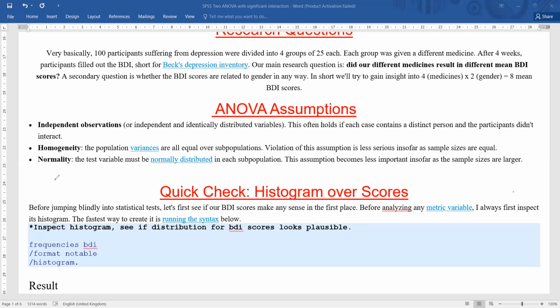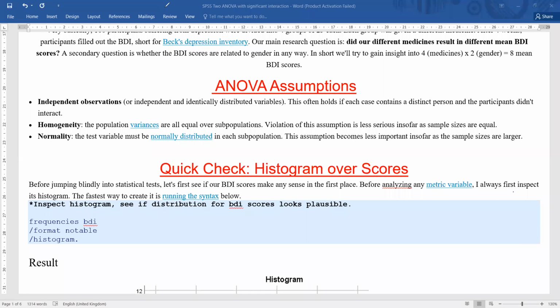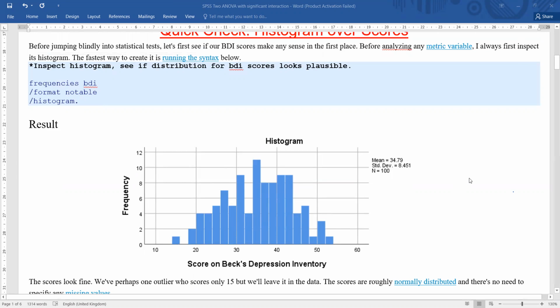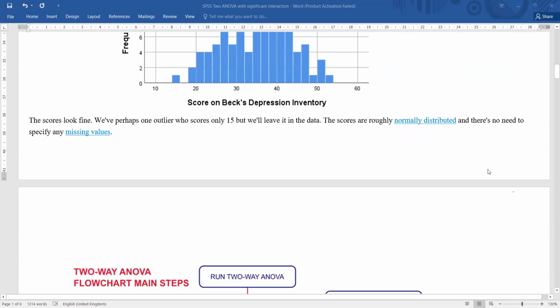The third assumption is a very important assumption. In this assumption, you have to check the normality of the data. If the data is normal, then you can proceed. Otherwise, you cannot proceed. Homogeneity can be checked by the Levene test. Normality can be checked by histogram or by the Kolmogorov or Shapiro test. I have implemented the histogram here, made from the frequencies of the BDI variable. The histogram looks approximately normal. So the depression inventory is approximately normally distributed, and we can proceed for the ANOVA.